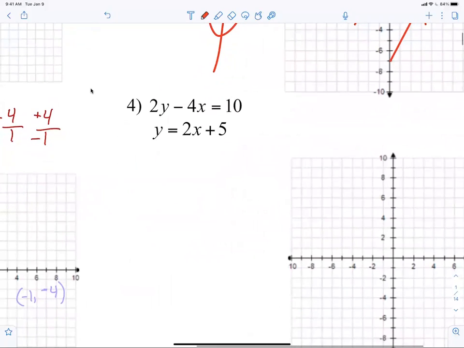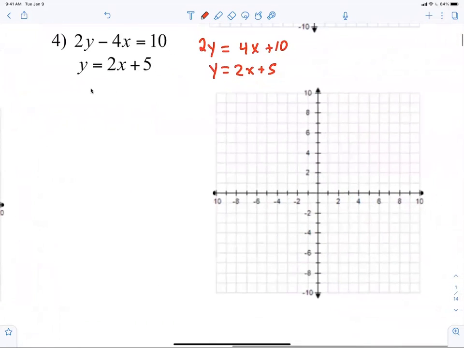Now let's look at number 4. All right, the first equation, I have to do what? Solve for y, right? So if I solve for y, it's going to be 2y equals 4x plus 10. And then when I divide, I get what? And then obviously we're now graphing what? What do we have here, guys? It is what? It is the same line.